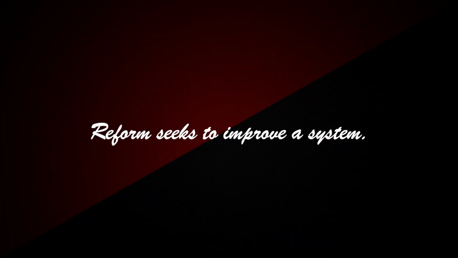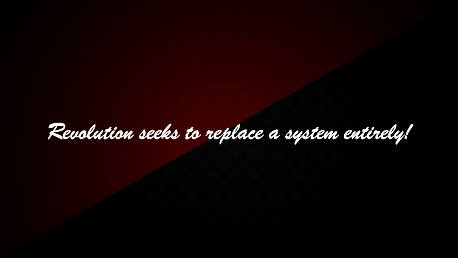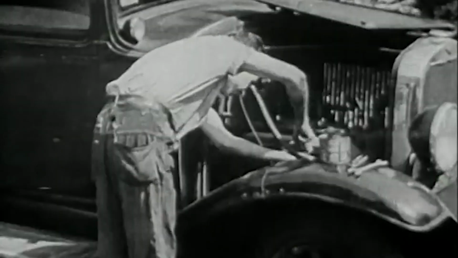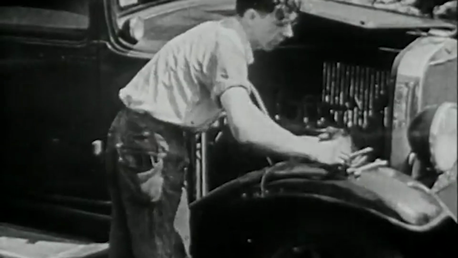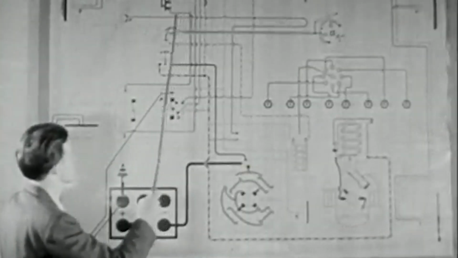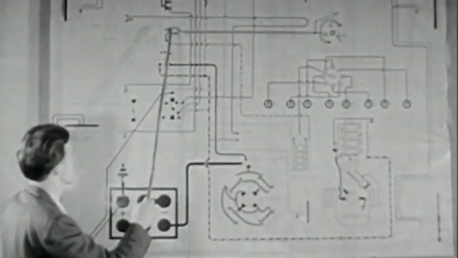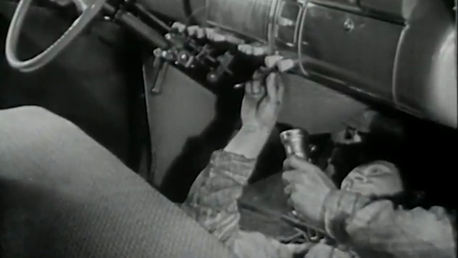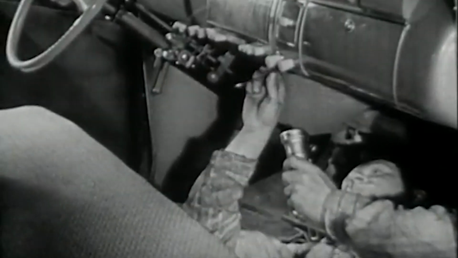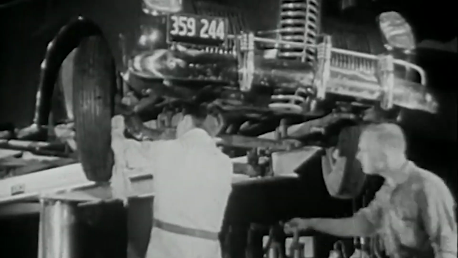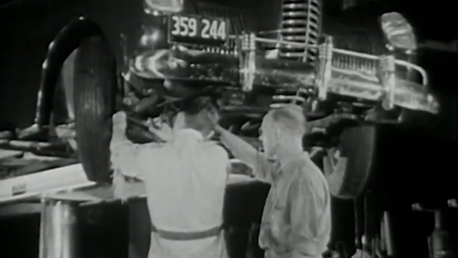Where reform seeks to alter and change a system in order to improve it, revolution relies on abandoning a system entirely to erect a new one in its place. Think of your car's engine. If your car won't start, hopefully it's just a small problem. A bad spark plug, a loose belt, that sort of thing. If the engine is in good shape, except for a bad part here or there, your mechanic can reform the engine by replacing the broken part with a new one.